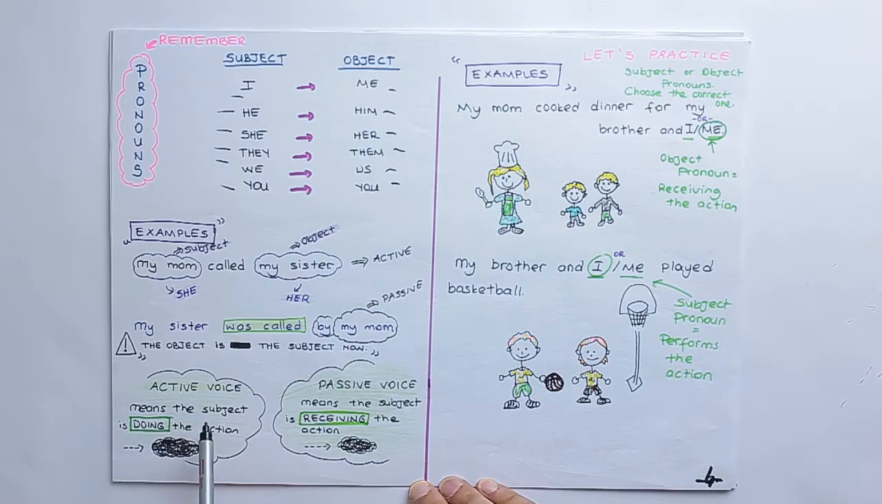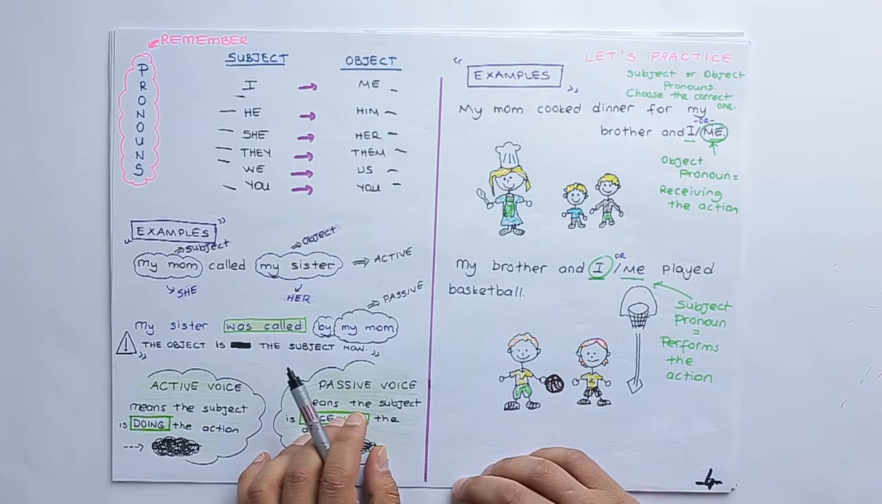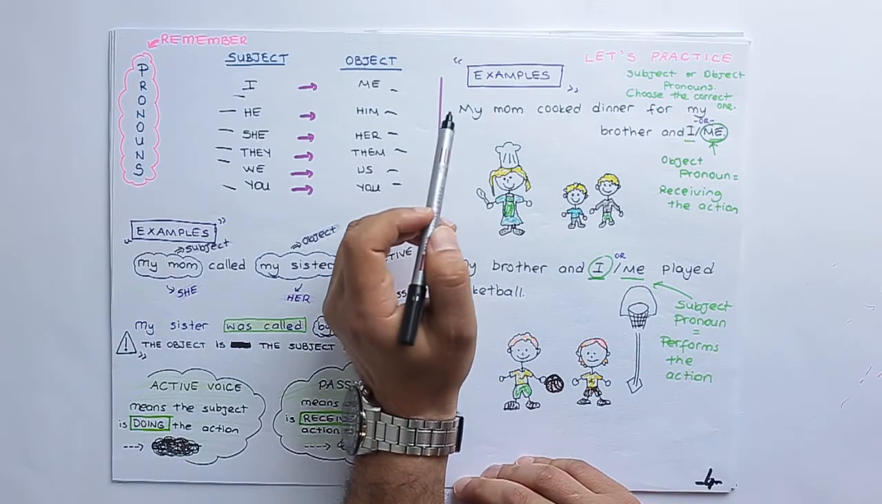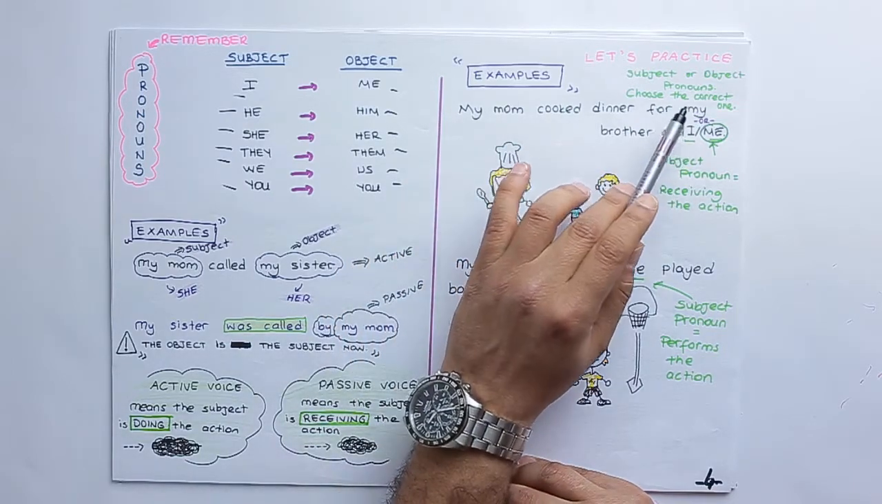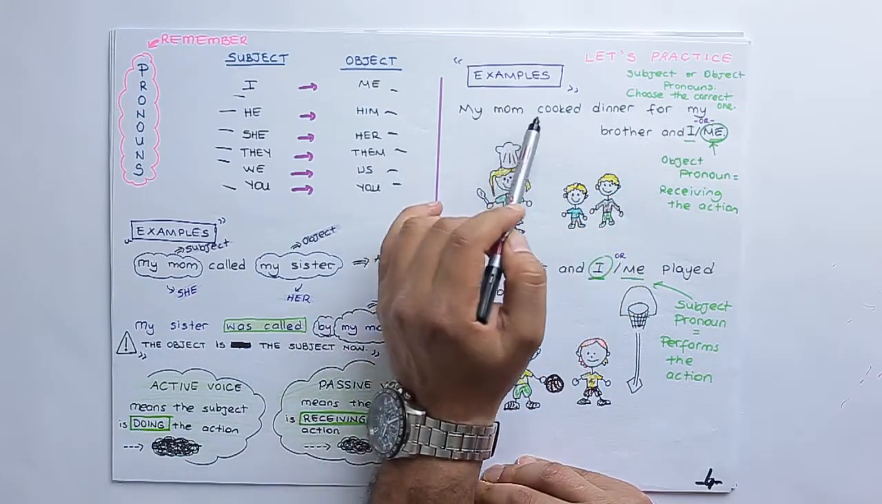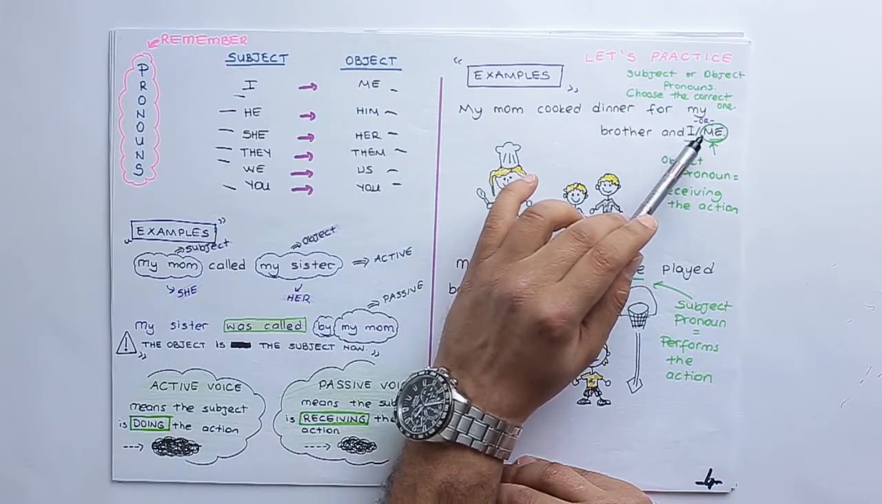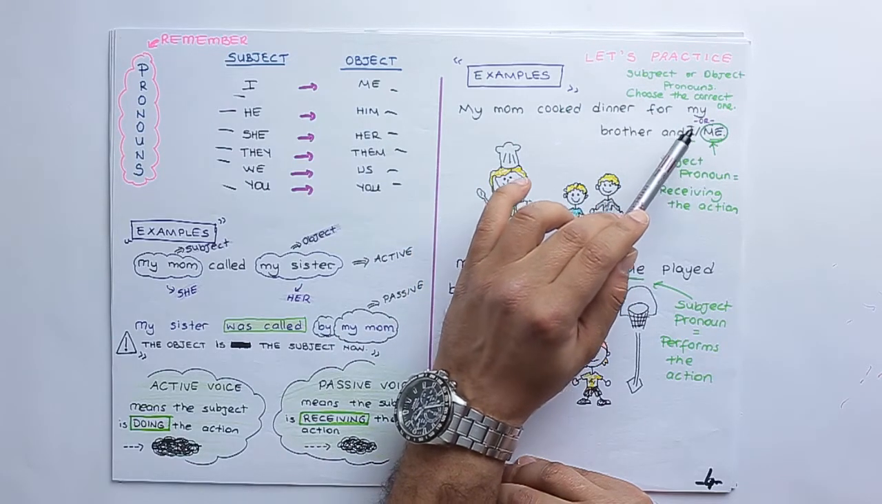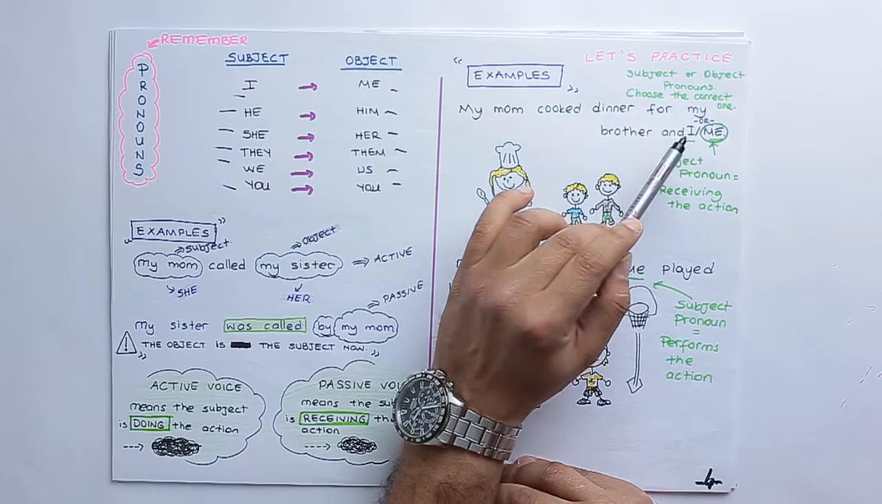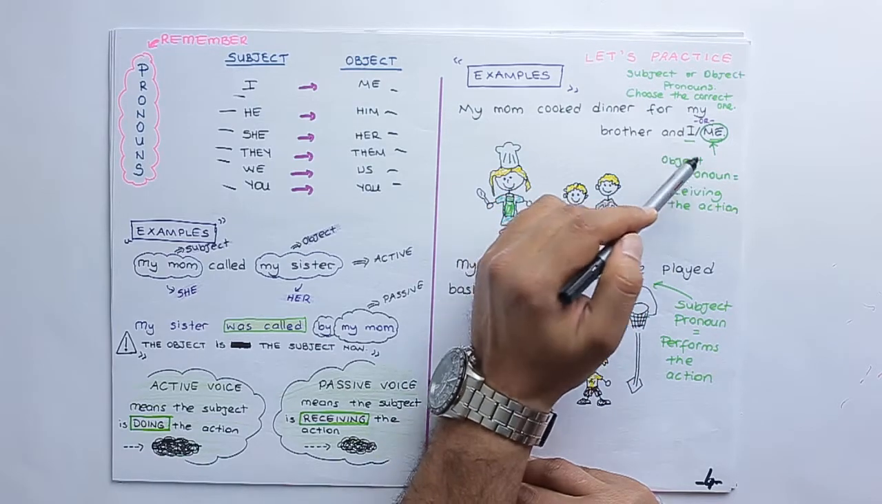Active voice means the subject is doing the action, but the passive voice means the subject is receiving the action. There are some examples. Let's make some practice. Subject or object pronouns, choose the correct ones. My mom cooked dinner for my brother and I or me. The correct one is, as you see here, me.